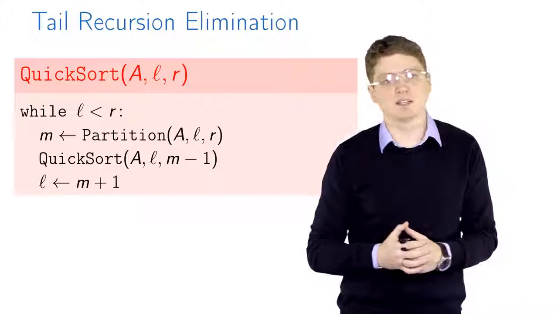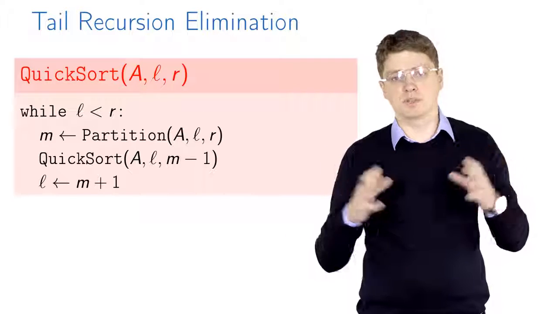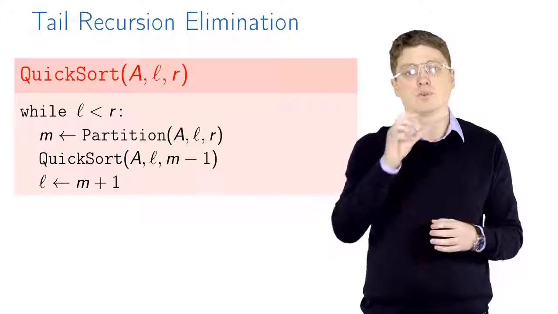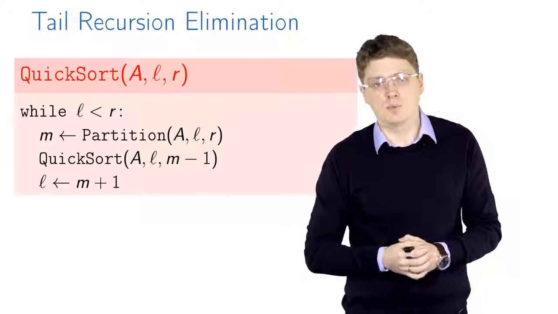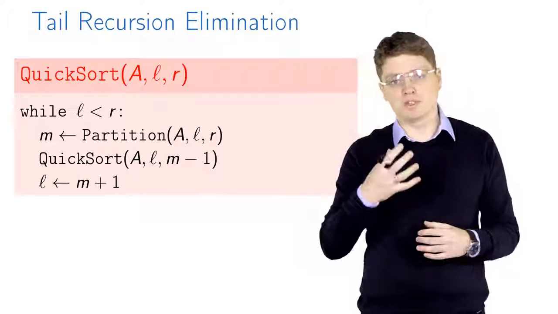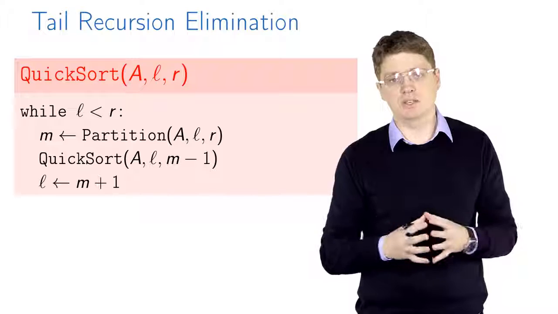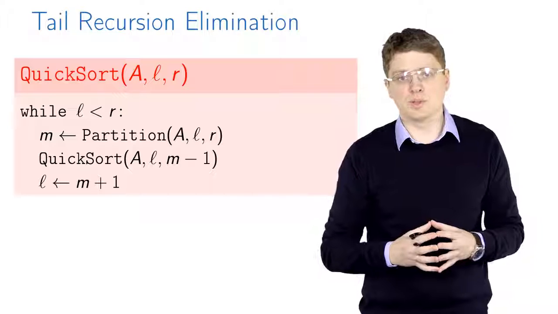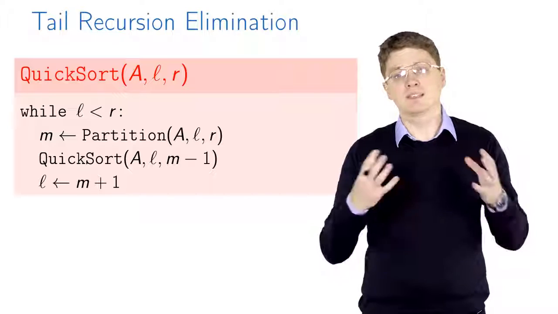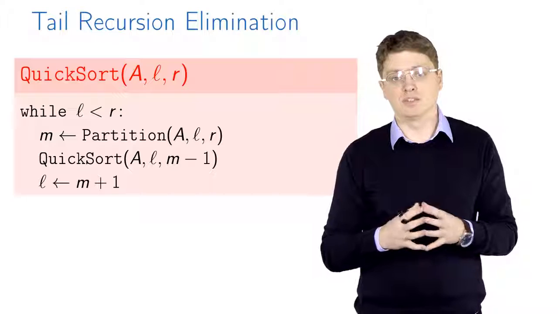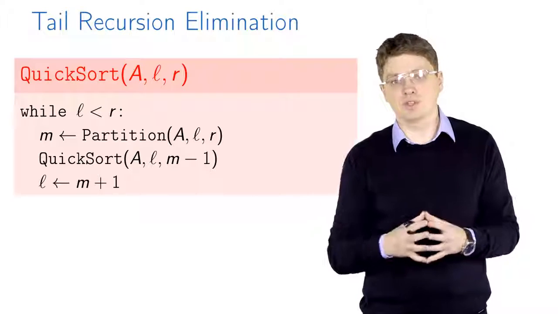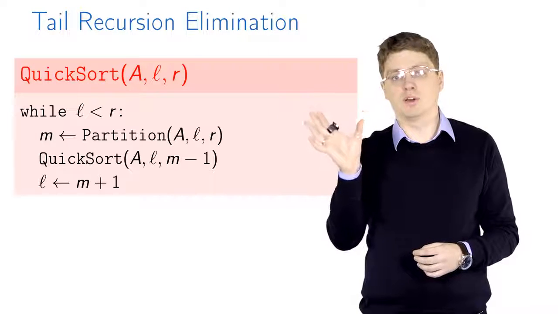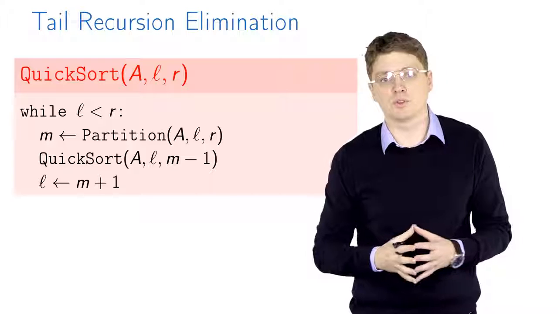For this, let's recall that the quicksort algorithm consists of a call to the partition procedure and then two recursive calls. Right? The situation when we have a recursive call at the end of the procedure is called tail recursion. And there is a known way to eliminate such a recursive call. In the second recursive call, we sort the right part of our array, I mean the part from index m plus 1 to index r.